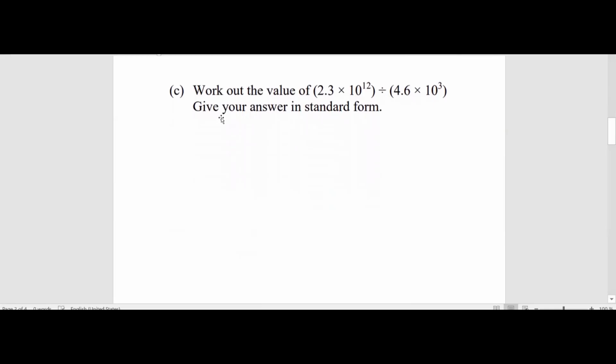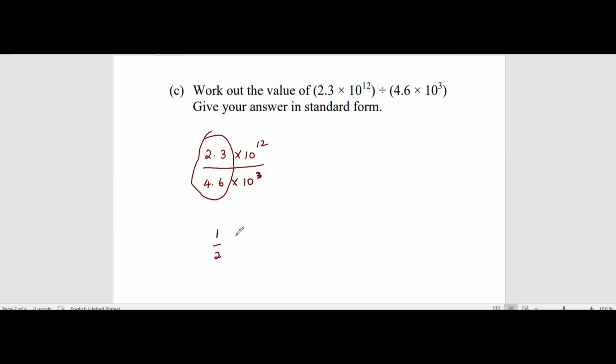Work out the value of 2.3 into 10 to the power of 12 divided by 4.6 into 10 to the power of 3. So in this case, this is division here, 2.3 into 10 to the power of 12 divided by 4.6 into 10 to the power of 3. So same as the previous case, I'm going to divide 2.3 by 4.6. So 2.3 divided by 4.6, I'll get 0.5 or 1 by 2.